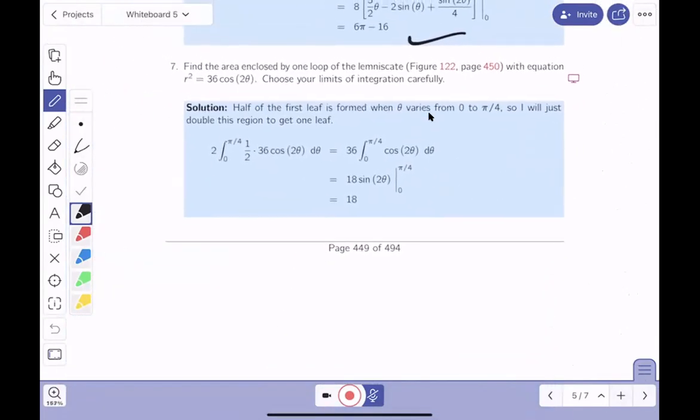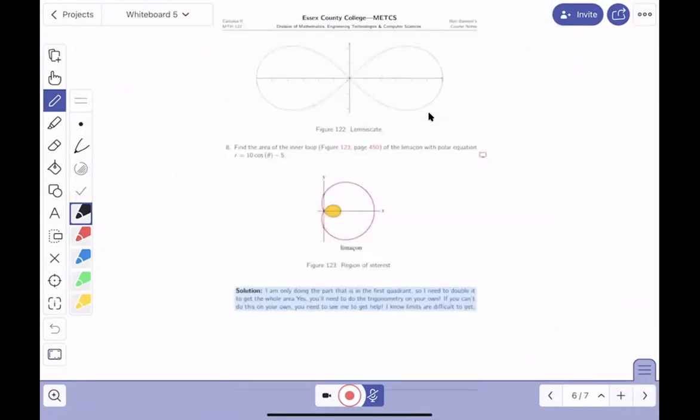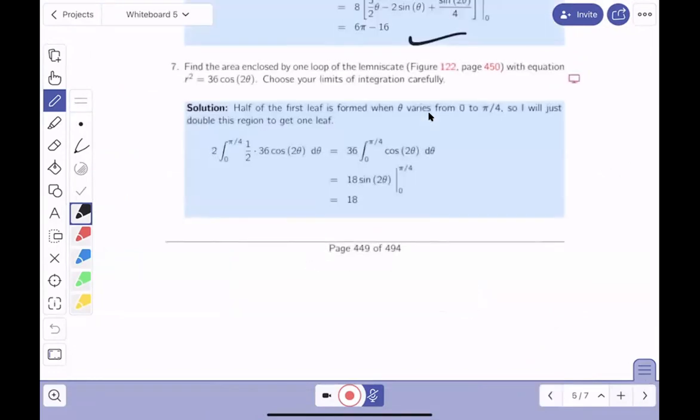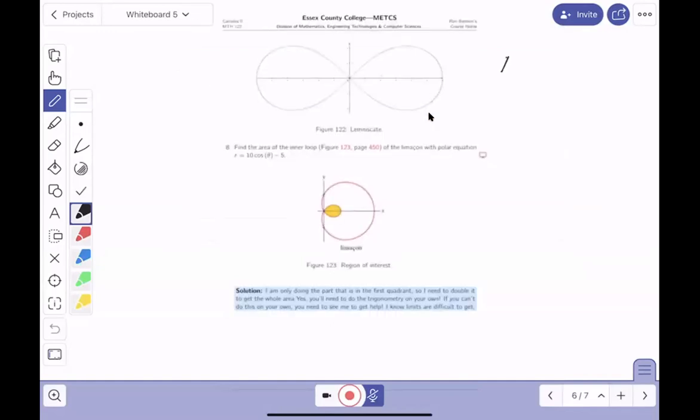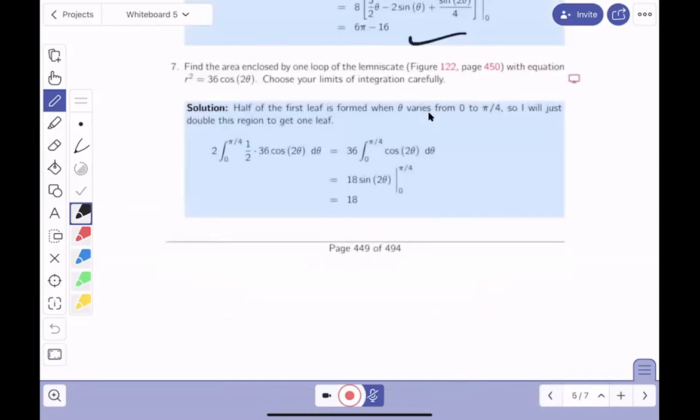All right, let's take a look at this one over here. We've got an equation over here. I've got a picture. Let me go to the picture for you. And the picture, I've got to remind myself, it's r squared equals 36 cosine 2 theta. Let me go back and read the question. Find the area enclosed by one loop. I think I can handle it.